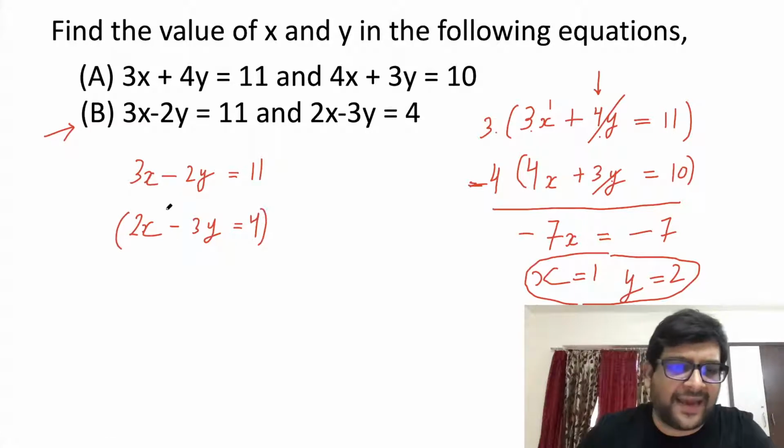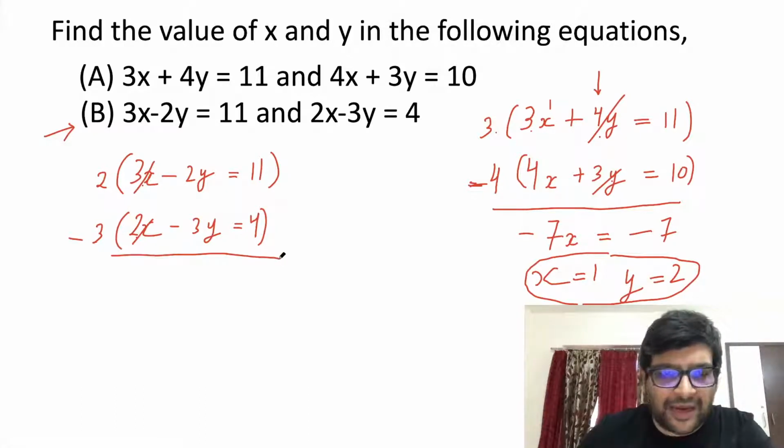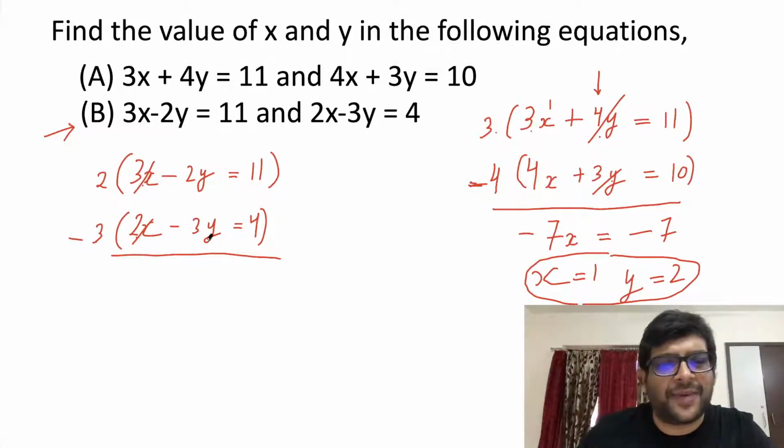Suppose I try and eliminate x this time. I'll multiply the first equation with 2, because 2 into 3x is 6x, and I'll multiply the second equation with 3 and subtract it, which is 3 into 2x. So 6x and 6x will get cancelled. What will I be left with? 2 into minus 2y, so that is minus 4y. Minus 3 into minus 3y, that is plus 9y. Minus 4y plus 9y gives me the value as 5y.